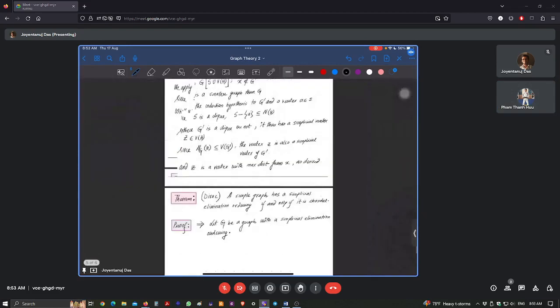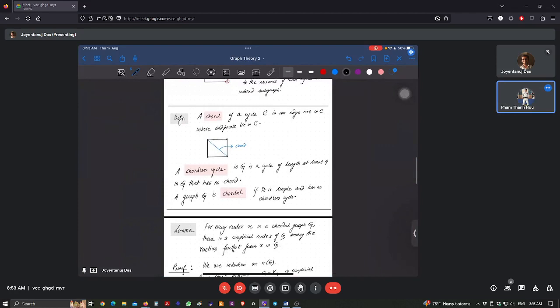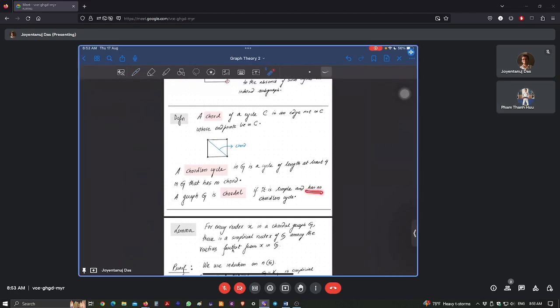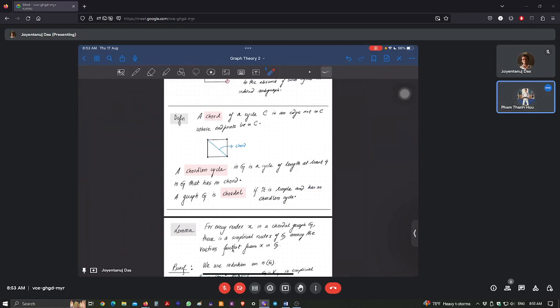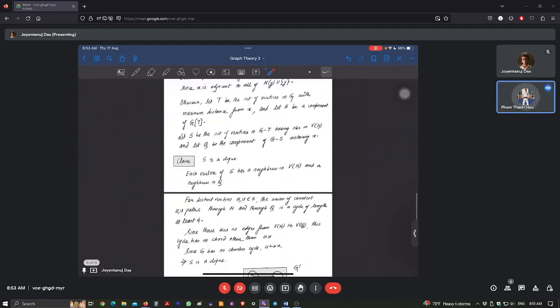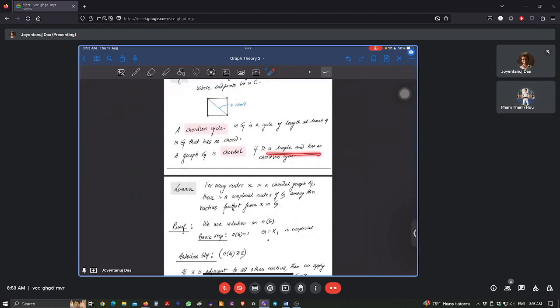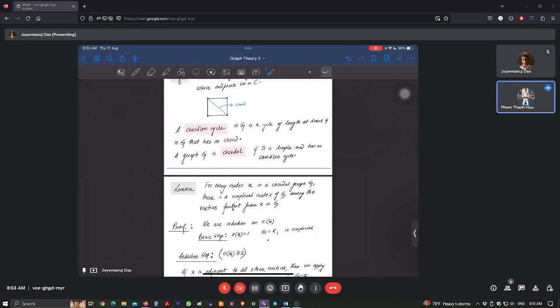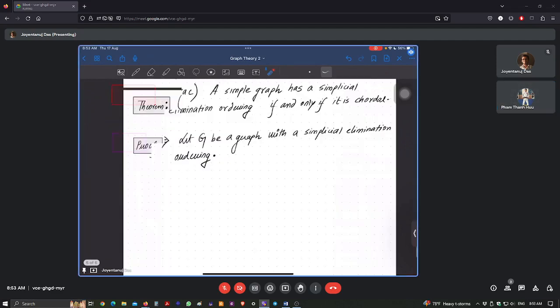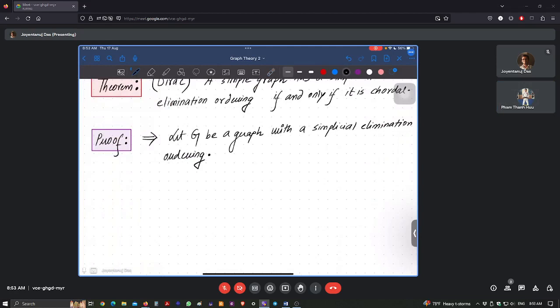So what is the definition of chordal? So a graph is chordal if it has no chordless cycle, right? So you have to take any cycle of length at least 4 and show that it has a chord, right? Yes, it is simple and has no chordless cycle, right? Okay, so that is what we are going to do. So let us take a cycle. So let C be a cycle in G of length at least 4.